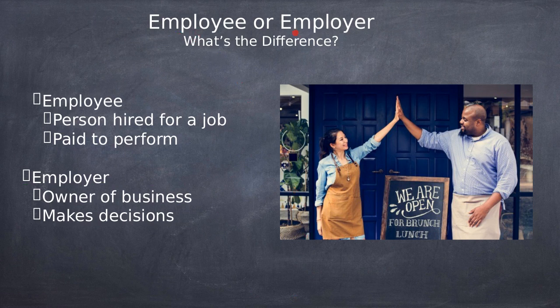So employee and employer, what's the difference? Well, really simple. An employee is a person who is hired for a job. Okay, so this is the normal everyday worker. This is a person hired for a job and they're paid to perform, right? They're paid to do that job. An employer is the owner of a business. And if you're the owner of the business, obviously you make decisions. Okay, so that's the difference. An employee is a person who's hired, an employer is the owner.